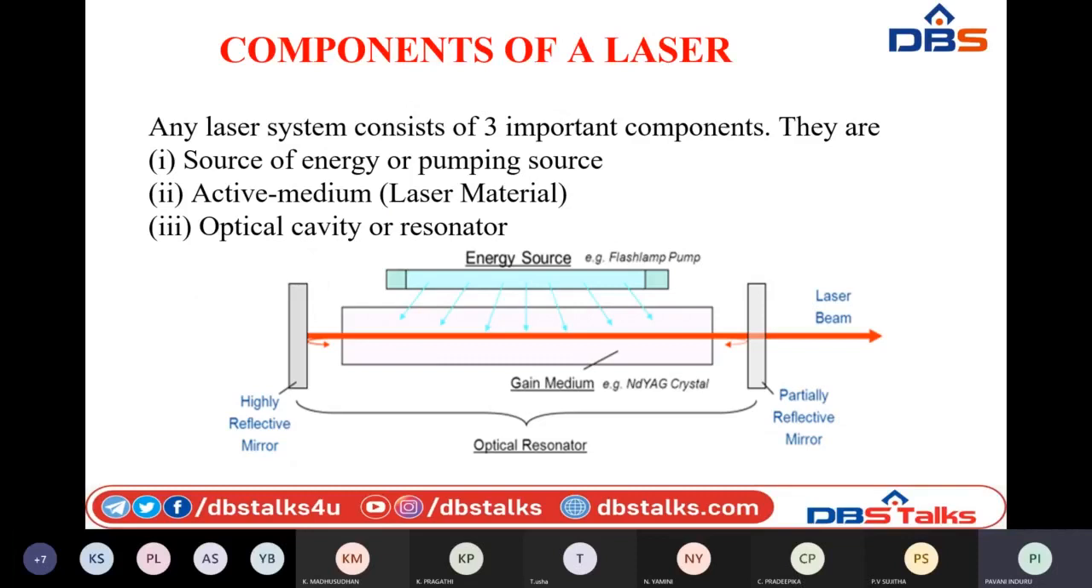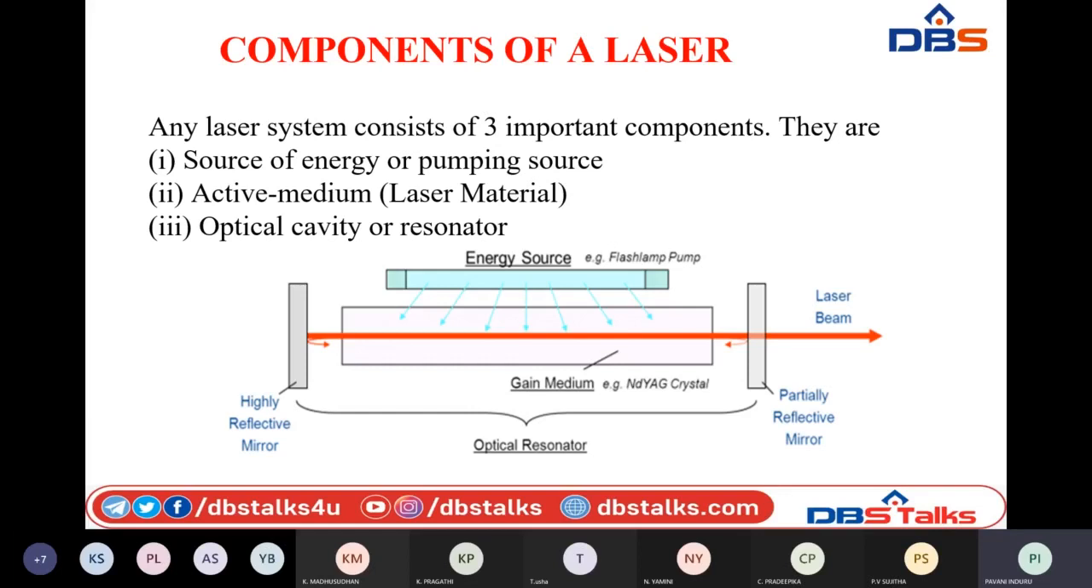And then coming to the components of laser. There are 3 important components or media present in the laser in order to emit the light from the laser. So these are the components of a laser. The components required to produce highly directional, monochromatic and intense light from the laser are the source of pumping energy, the active medium, that is the laser material, and another one is the optical cavity or resonator. So what are these 3?